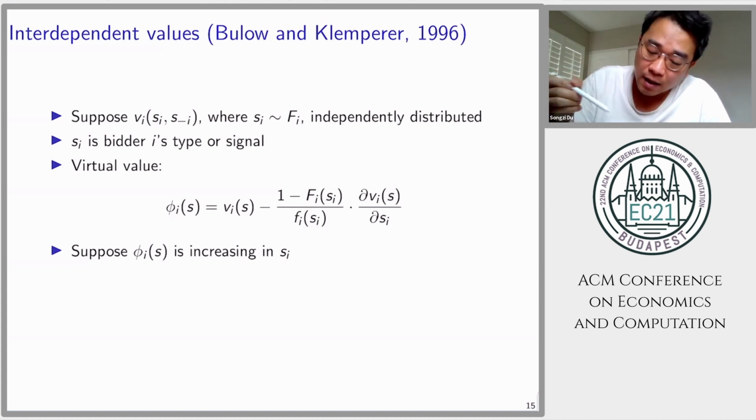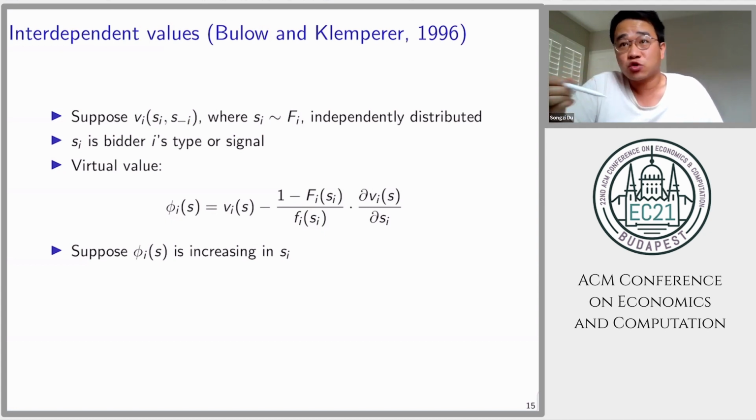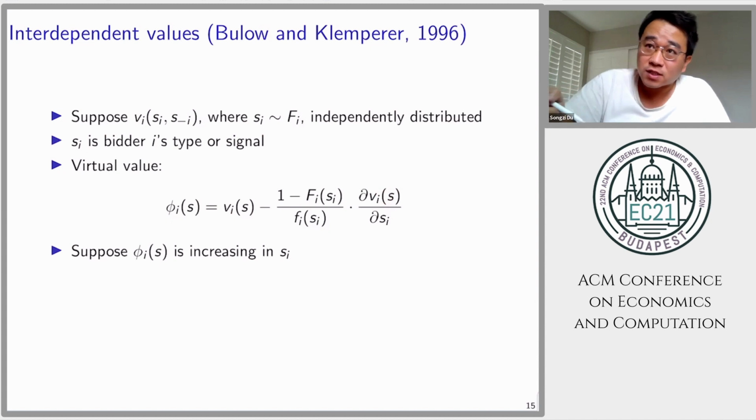In this setup, we have a very straightforward generalization of the virtual value. The virtual value is the actual value subtract the inverse hazard rate times how sensitive my value is with respect to my type. In the private value framework, value is exactly equal to the type, so this partial derivative is 1. Intuitively, this suggests that this is the right generalization of the virtual value.